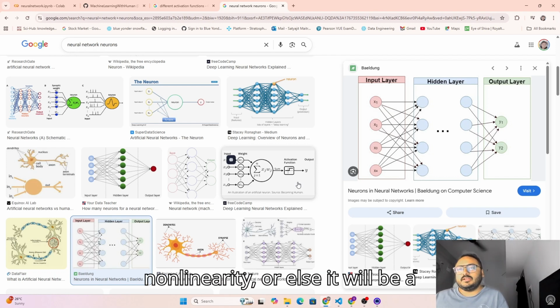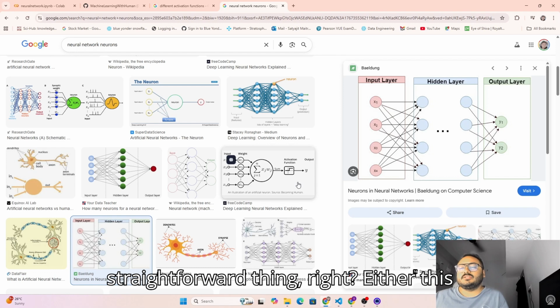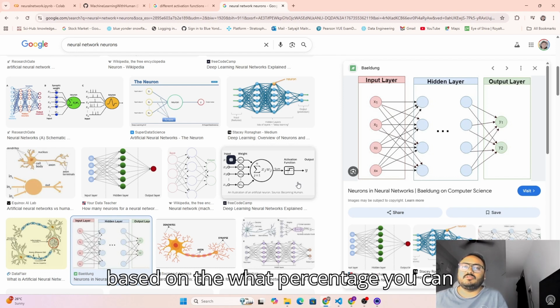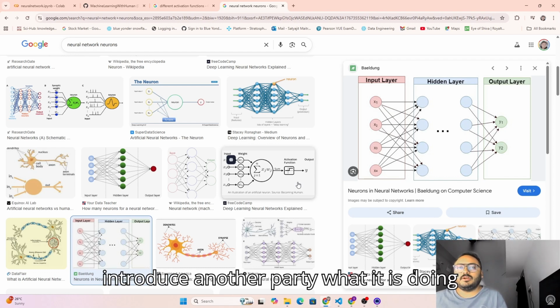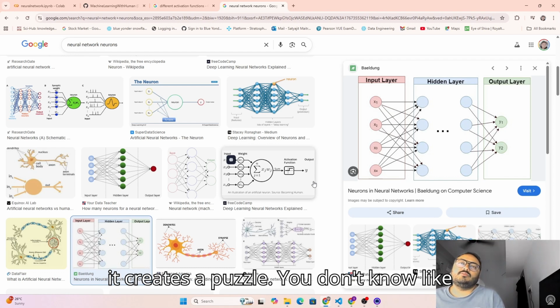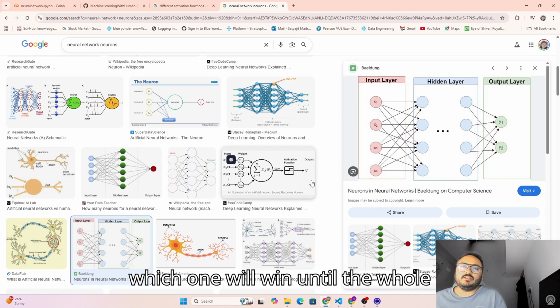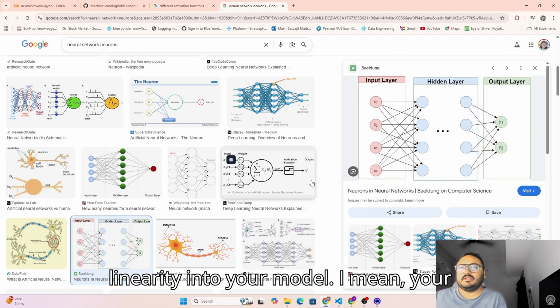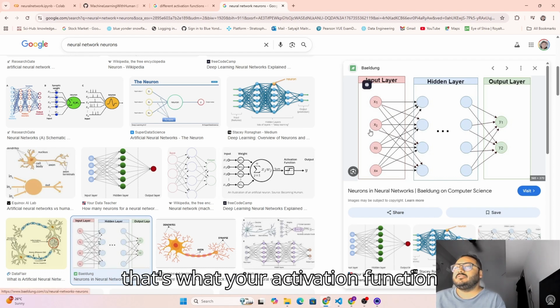That third party brings non-linearity, or else it will be a straightforward thing, right? Either this one will win or this one will win based on the vote percentage. You can definitely identify that. But once you introduce another party, it creates a puzzle. You don't know which one will win until the whole counting is over. So that's a non-linearity in your model. Your simple model becomes very complex. That's what your activation function does.